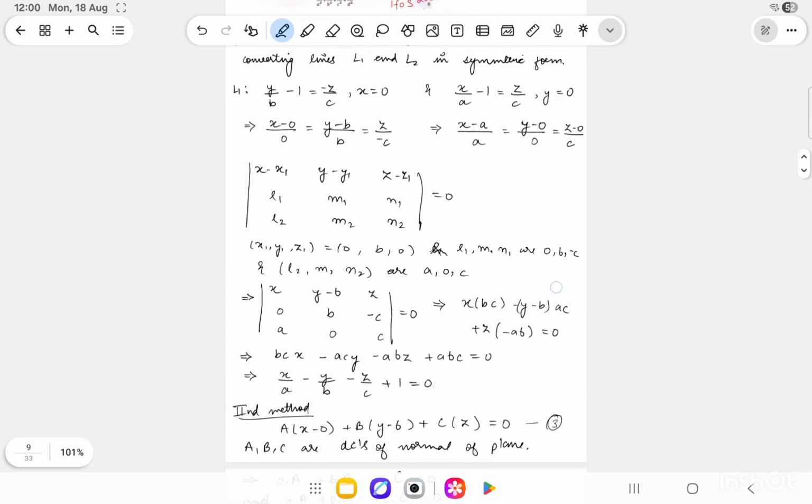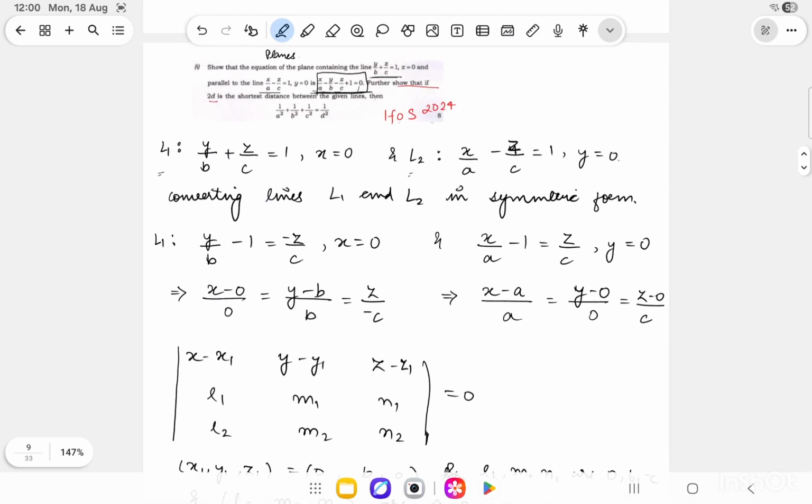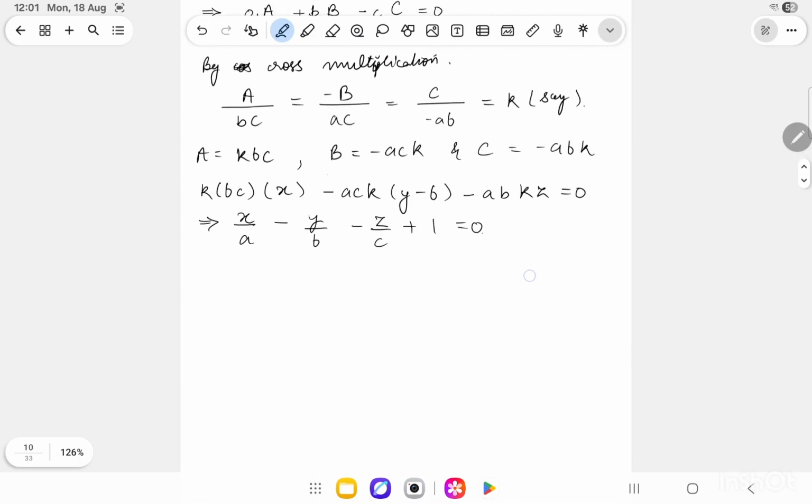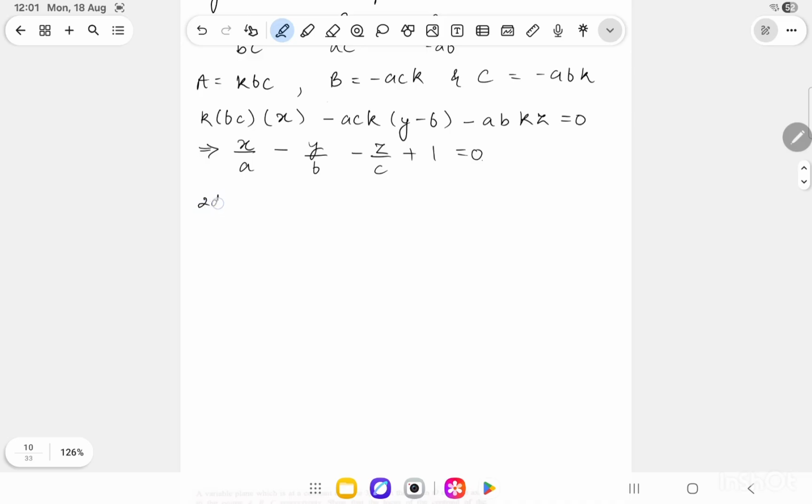So now let us move to part 2 of the question. In part 2 they have asked to show that 2d is the shortest distance between the given lines. If 2d is the shortest distance between lines L1 and L2, then we are supposed to prove this relation. Since L1 is contained in the plane which we have just calculated, 2d is also the shortest distance between the plane, let me name it as 4, and line L2.